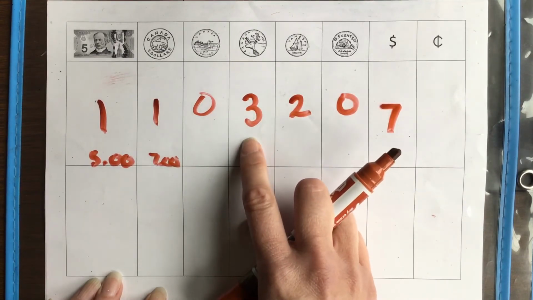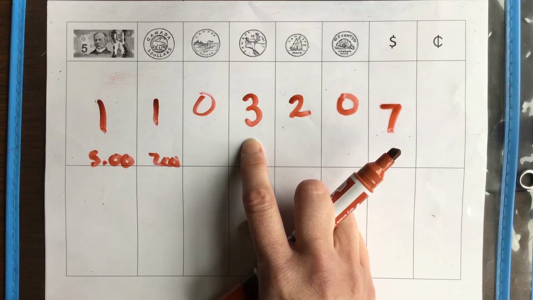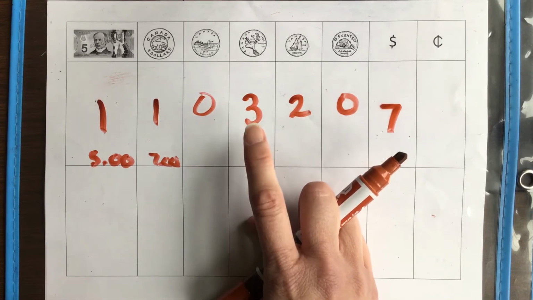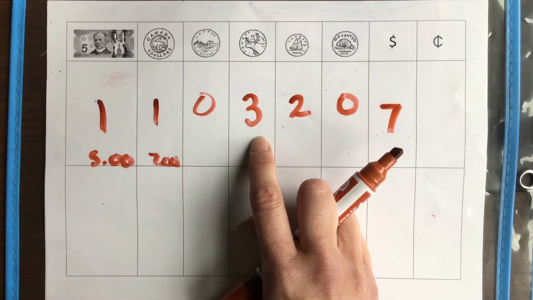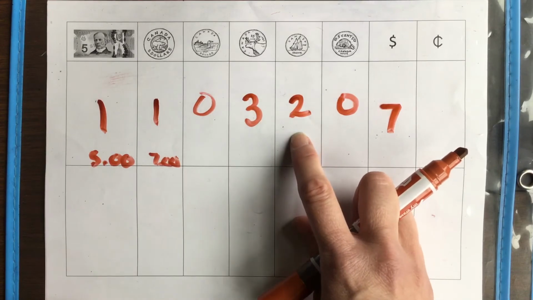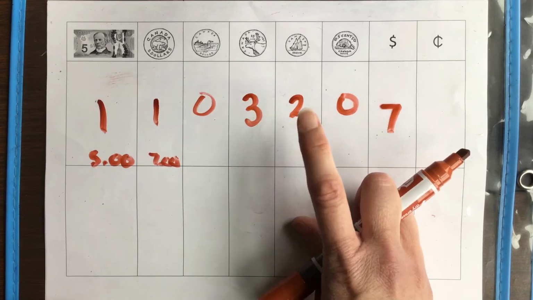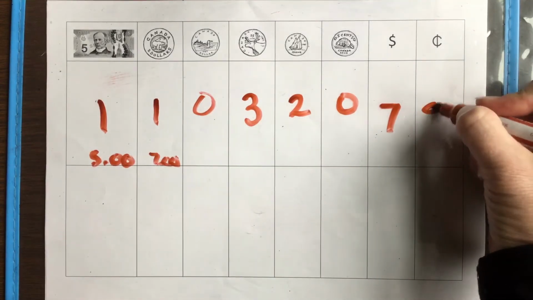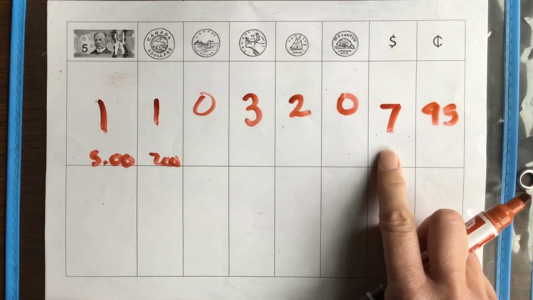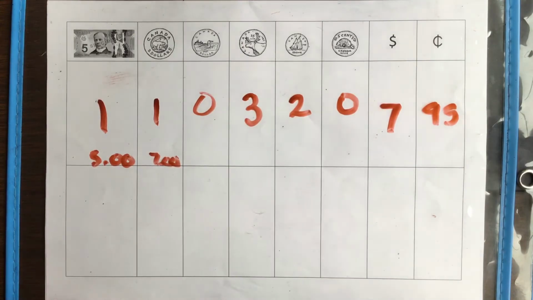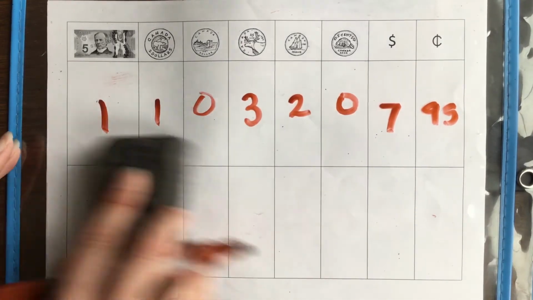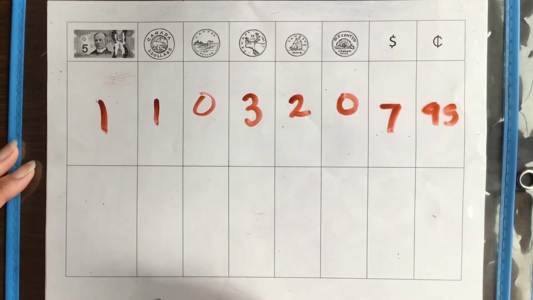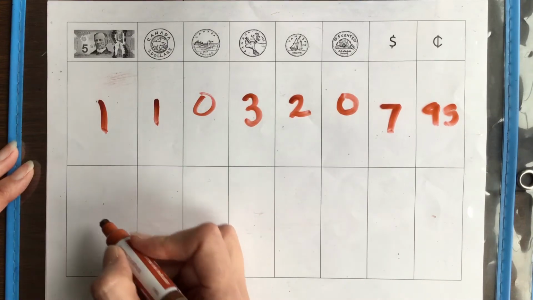I have 3 quarters. Let's count by 25 3 times. 25, 50, 75. I'm going to count by 10 twice. 85, 95. And I have 0 nickels. So my total of dollars and bills is $7.95. All right? Okay, let's take a look at one last example, and then we'll go to the next question.